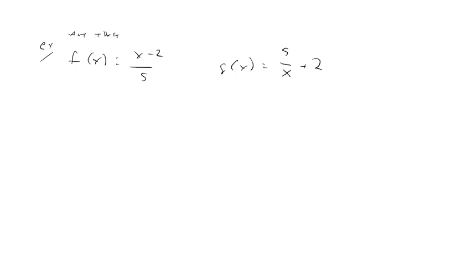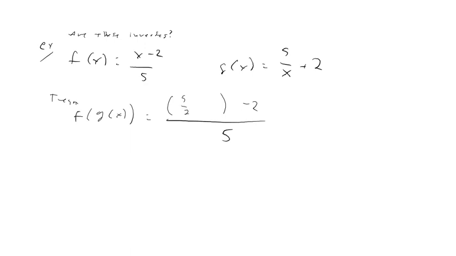So we have to test. f of g of x. Test it out. So f is the outside. Let me do this parenthesis, right? Whoops, I need a little bit bigger parenthesis. I need to put this whole g into this little x right there. So that's the whole thing here, minus 2 over 5. And this is going to be 5 over x plus 2.